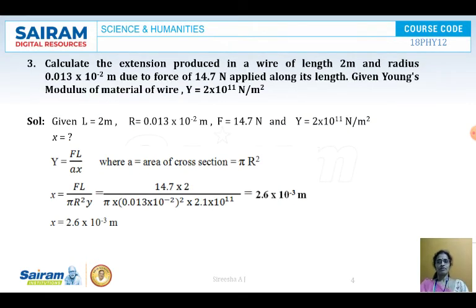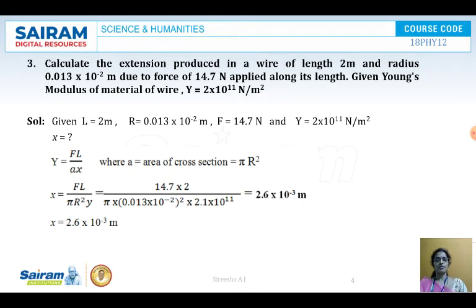The next numerical. Calculate the extension produced in a wire of length 2 meters and radius 0.013 into 10 to the power of minus 2 meters due to force of 14.7 Newton applied along its length. Given Young's modulus of the material of the wire is Y is equal to 2 into 10 to the power of 11 Newton per meter square. Given length is 2 meters. R is given as 0.013 into 10 to the power of minus 2. F is 14.7 and Y is also given as 2 into 10 to the power of 11 Newton per meter square. Here you are going to calculate the value of x, which is nothing but extension.